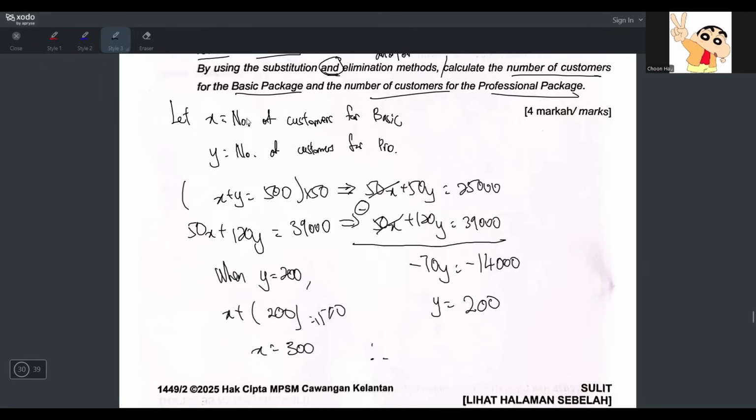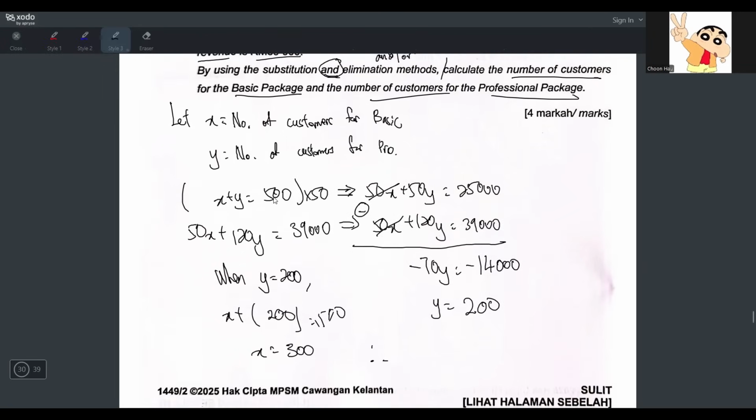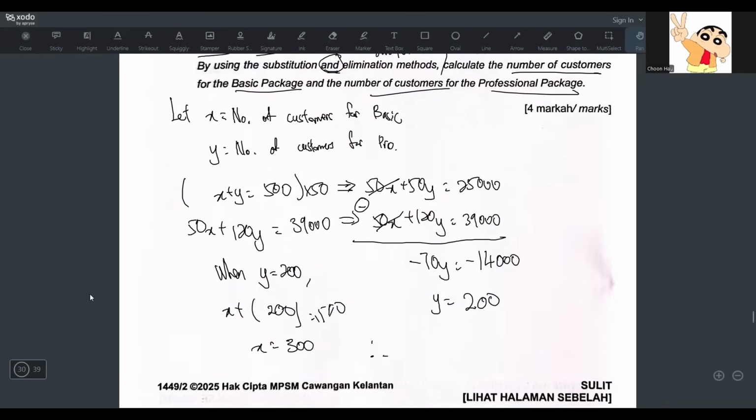Just now I mentioned there's another method, which is you do substitution all the way. You find X single here and then substitute in. But I follow what the question says. The question says substitution and elimination, so I use the elimination method first, and then I substitute to get back the X. But usually in the question they will say substitution and slash or elimination. It means you can use either one or both. But that's not important. Just make sure you use the correct method, then it's fine.